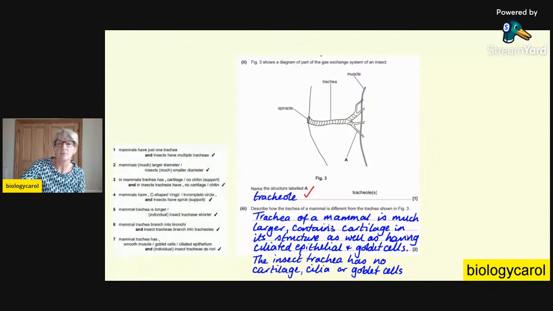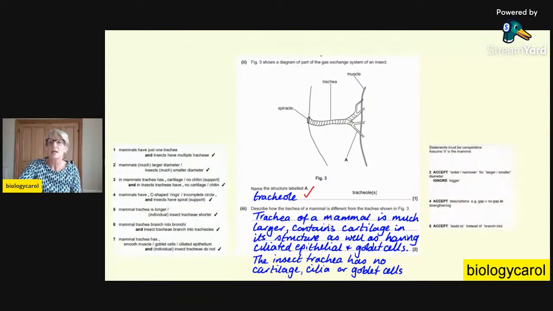So here is the mark scheme. Here are the possible mark points. Notice the statements must be comparative. Now, I didn't get the first one for saying that it is larger. I could have said larger diameter, but I didn't say that. I just said it was much bigger. Ignore bigger, it wasn't enough to get the mark. So notice that I've only earned marks where I've actually finished making the comparative statement. Here I got mark 2 and here I got mark 7. So I got both marks.